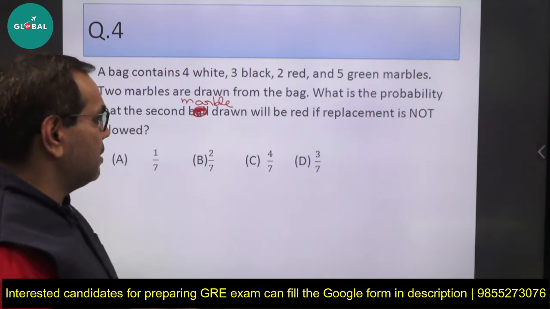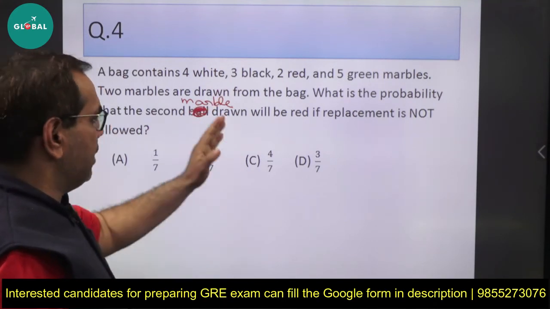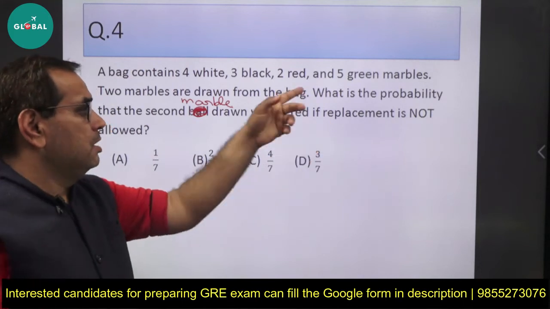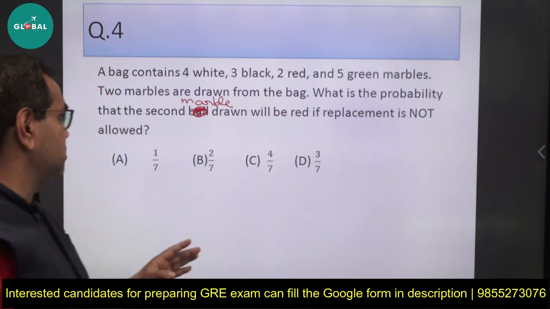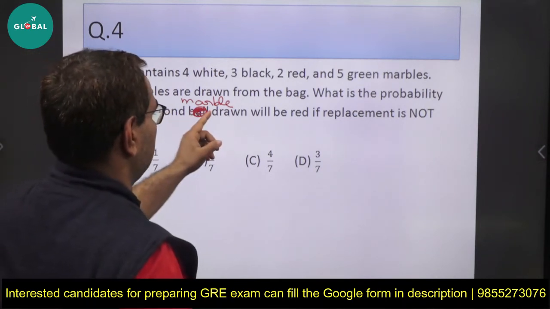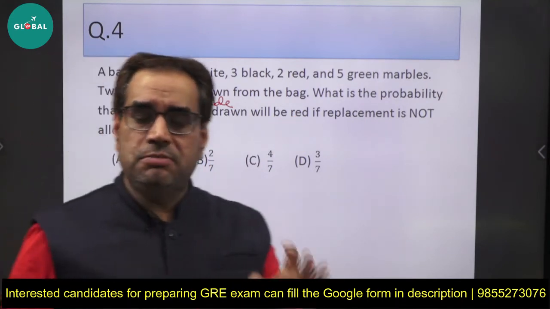After drawing the first marble, they are not putting it back into the bag. They are throwing it outside. So this is the condition of no replacement. Replacement is not allowed, without replacement. So we want the probability that the second marble is red. No statement about the first marble.